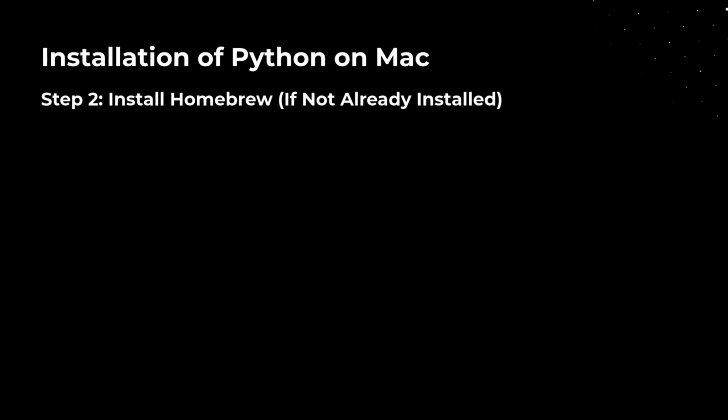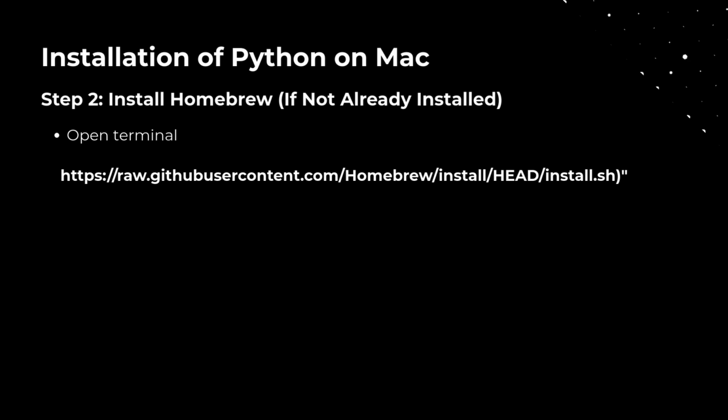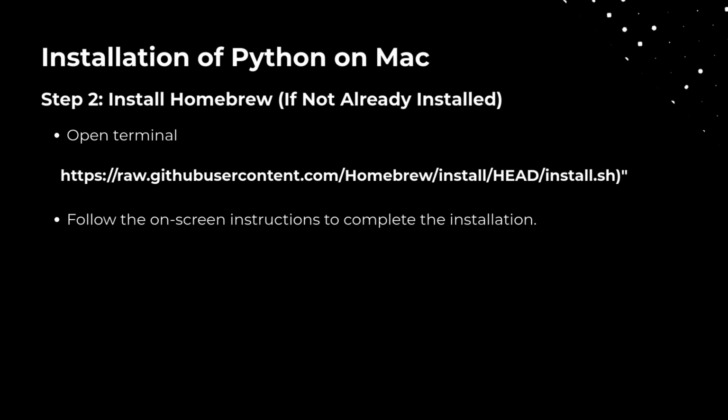Step 2. Install Homebrew if not already installed. Homebrew is a popular package manager for macOS. Open terminal, paste the following command and press enter. Follow the on-screen instructions to complete the installation.